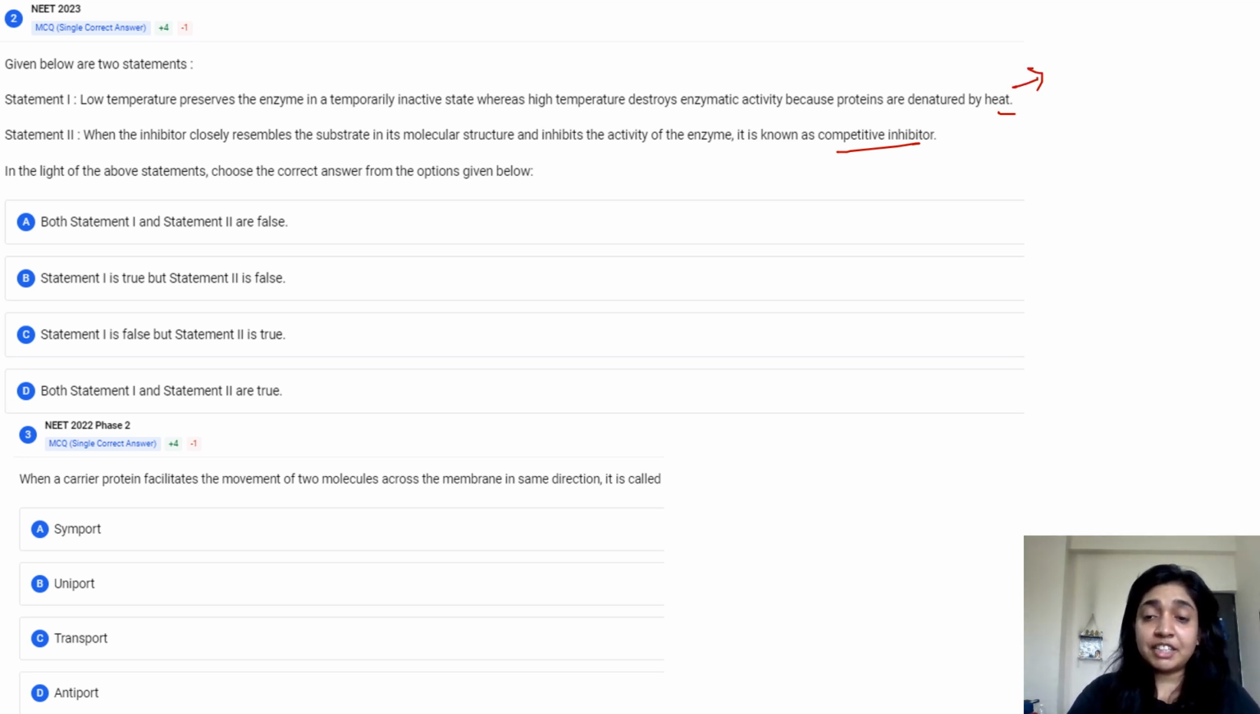So, for example, even in the labs when we are doing experiments, we store all of the enzymes at -20 because when you store it at a lower temperature, it preserves the structure. However, the enzyme is not functional. So the enzyme activity is very low, but the enzyme structure is maintained. Alright, so it is in the temporarily inactive state, but the enzyme is preserved. But the high temperature breaks down the peptide bond, so the enzyme is deactivated completely. So this is true.